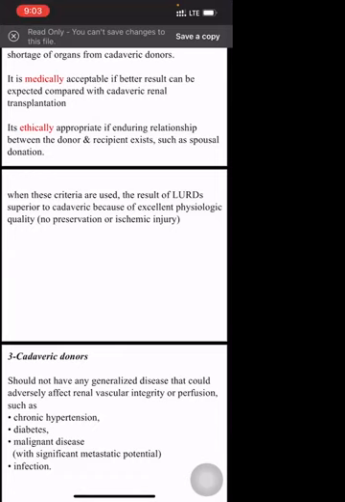So, because the cadaveric kidney transplant has a time for ischemic injury, even in the best hospital-based renal transplant centers, there is a problem with ischemic time.